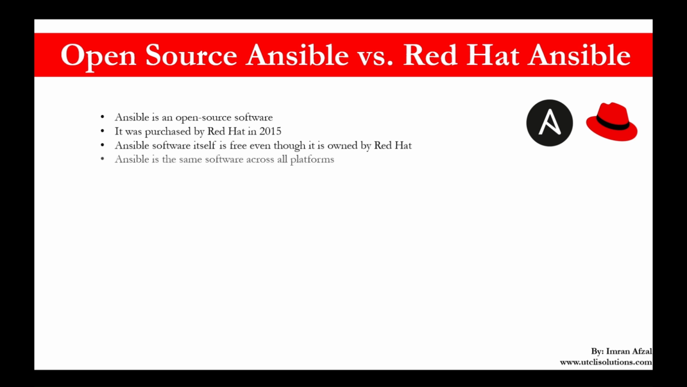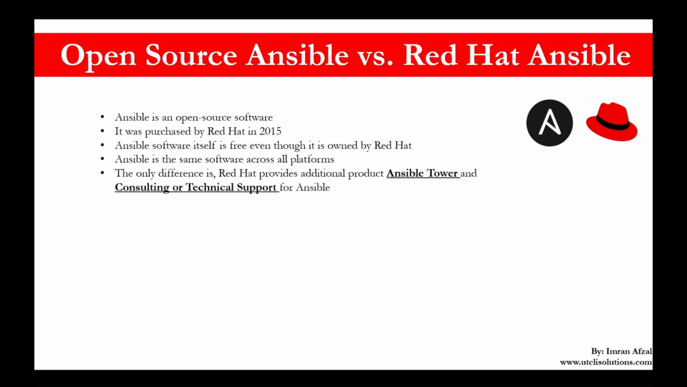So clarifying it once again, Ansible is the same software across all platforms. The only difference is Red Hat provides an additional product, which is Ansible Tower, and consulting or technical support for Ansible, which you don't get if you just wanted to run Ansible and you don't need any support or any Ansible Tower. You could get support from the community, but it's not guaranteed that you're going to get a response back in a timely fashion, or if you have an SLA that you need to fulfill, then it's better that you go with the consulting or technical support. All right, if you want to learn more about it, I would highly recommend you go to www.redhat.com.